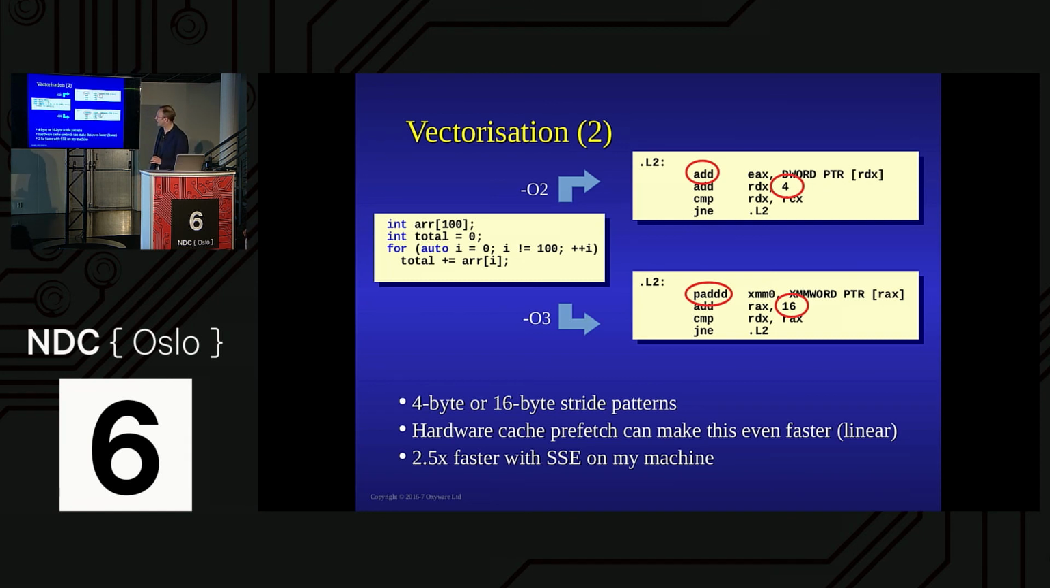The generated code for that, if I do O2 on this one, you'll see add, so it just pulls out one thing here, moves 4 bytes on and carries on going. With the vectorization, it's doing it in the XMM registers and doing 16 bytes at a time. 2.5 times faster on my little laptop here. The hardware may even be prefetching that for you, so it may go faster than you think, and that's now definitely memory bandwidth limited.